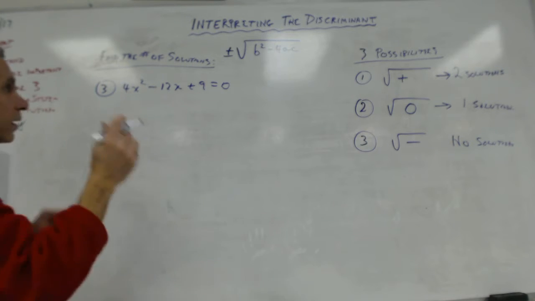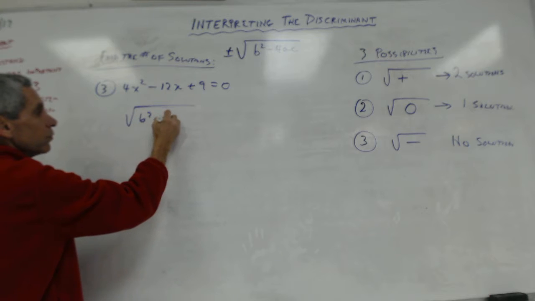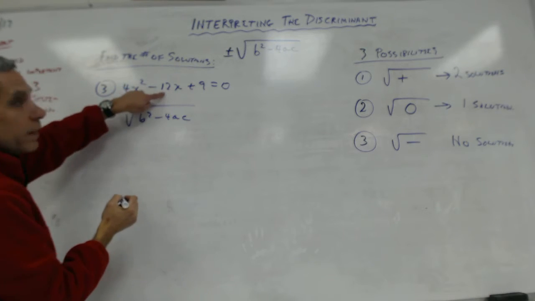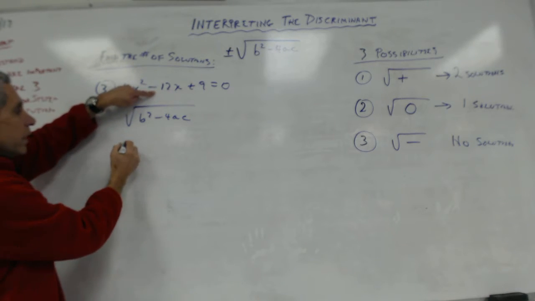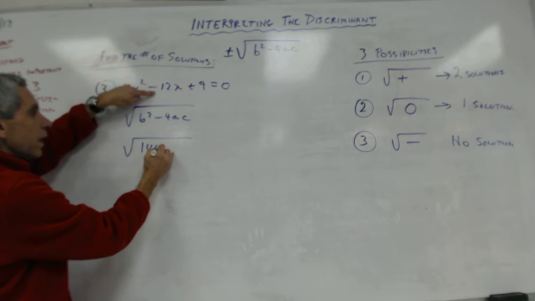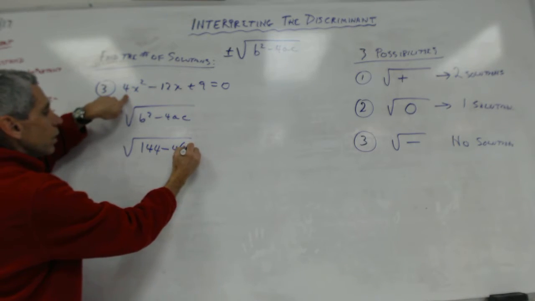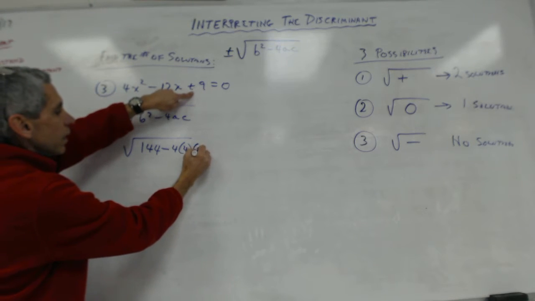Okay, we still got a video going here. So again, I'm going to do my b squared minus 4ac. I notice that my b is negative 12. What's negative 12 times negative 12? 144. Minus 4 times a, which is 4, times c, which is 9.